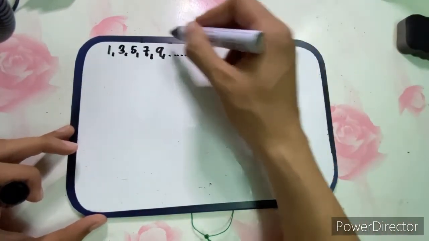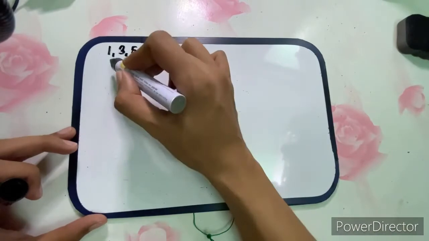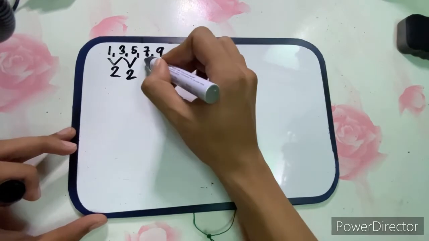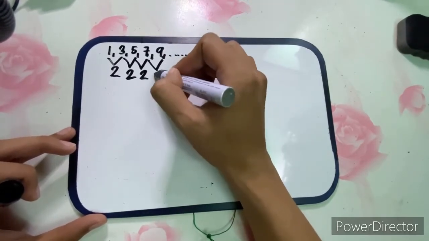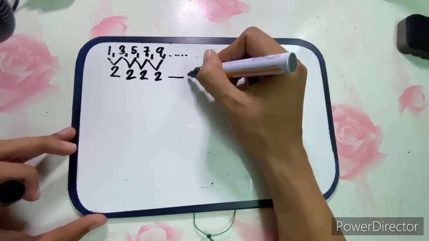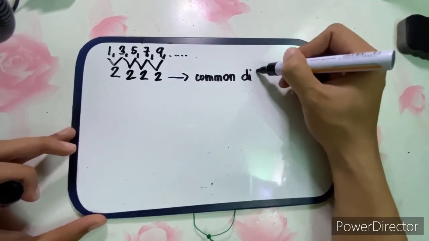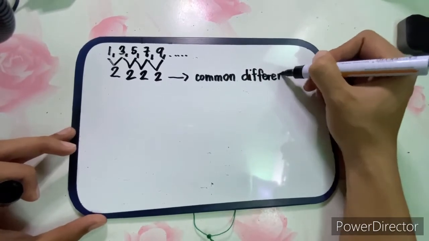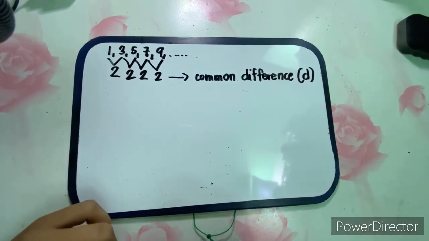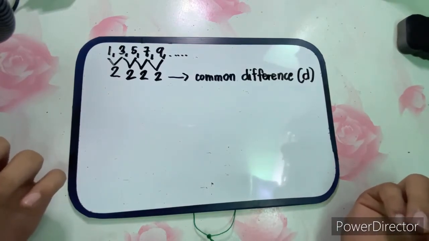So how does this sequence become arithmetic? Again, 3 minus 1 is 2, 5 minus 3 is 2, 7 minus 5 is 2, 9 minus 7 is 2. So they are common. This difference is what we call the common difference. So 2 is the common difference, okay? Or denoted by letter d. If there's no common difference, then that is not an arithmetic sequence already.